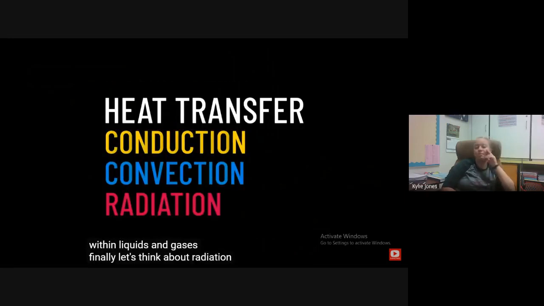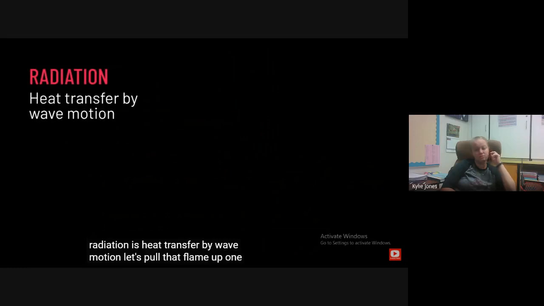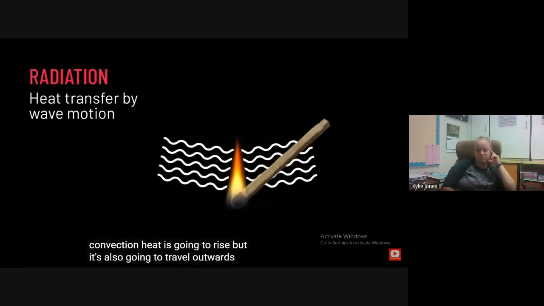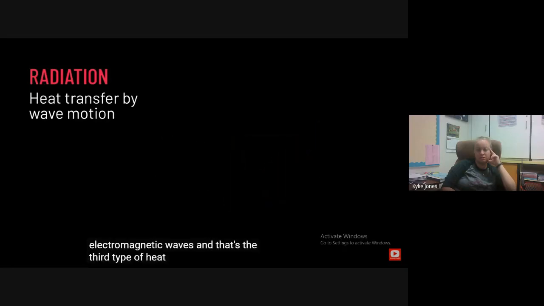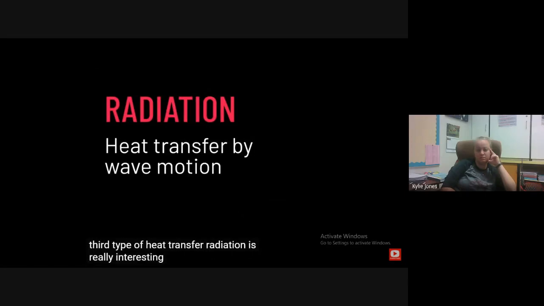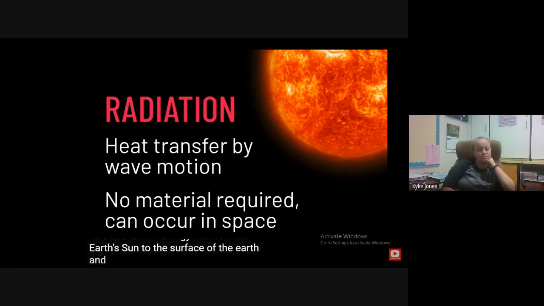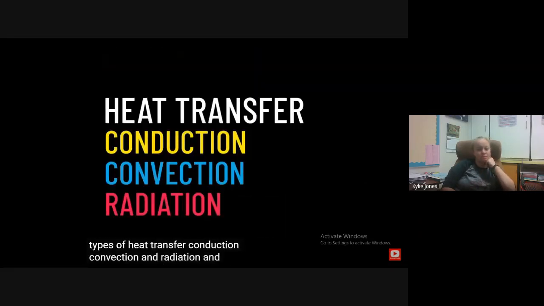Finally, let's think about radiation. Radiation is heat transfer by wave motion. Let's pull that flame up one more time. I think we know that because of convection, heat is going to rise, but it's also going to travel outwards in the form of waves of energy, electromagnetic waves. And that's the third type of heat transfer. Radiation is really interesting in that it doesn't need a material for it to travel. So this can occur out in open, empty space. In fact, this is how energy travels from Earth's sun to the surface of the Earth. And so if we look back, we have our three types of heat transfer: conduction, convection, and radiation. And it's important to know the key word that goes with each one.